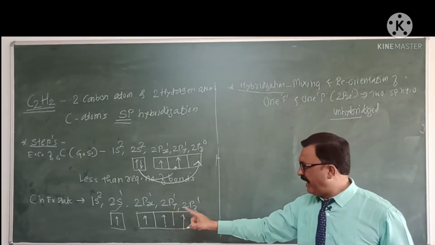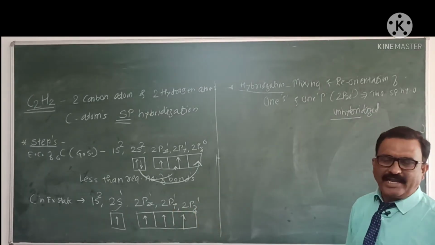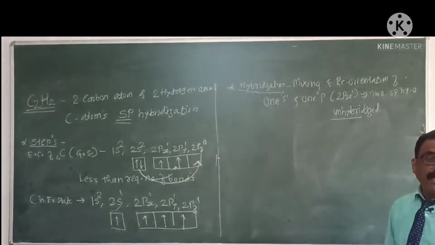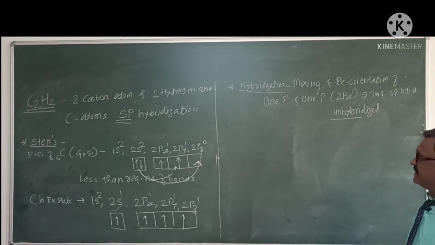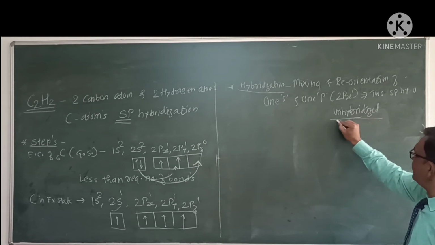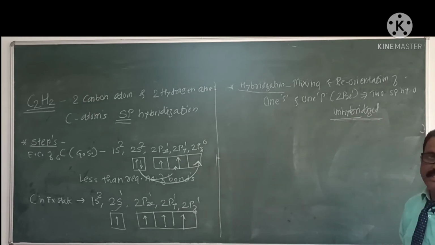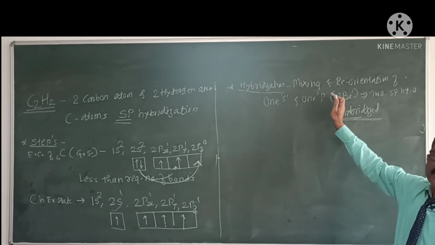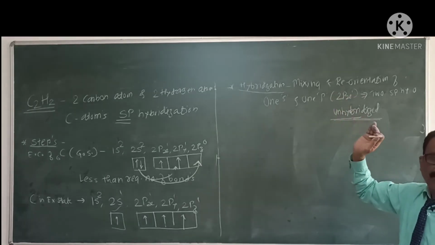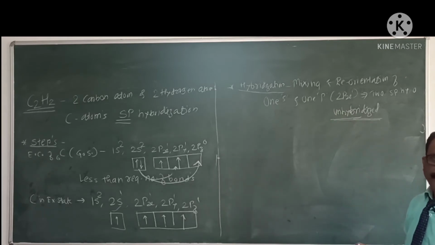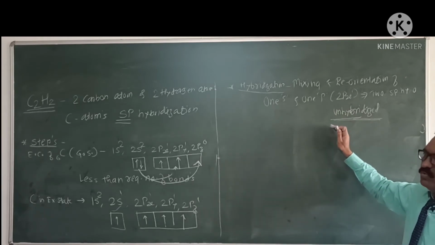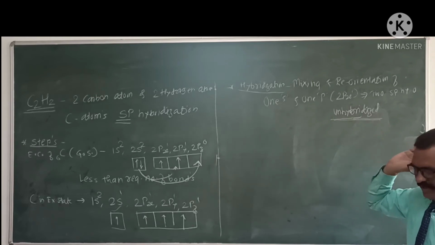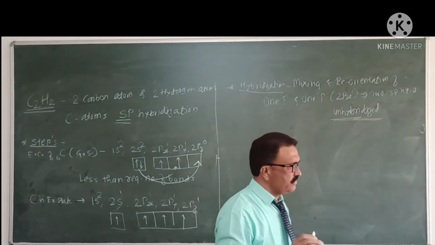These unhybridized atomic orbitals remain at a right angle to the hybridized orbitals of a carbon atom. Right angle to the hybridized orbitals of a carbon atom. Okay.